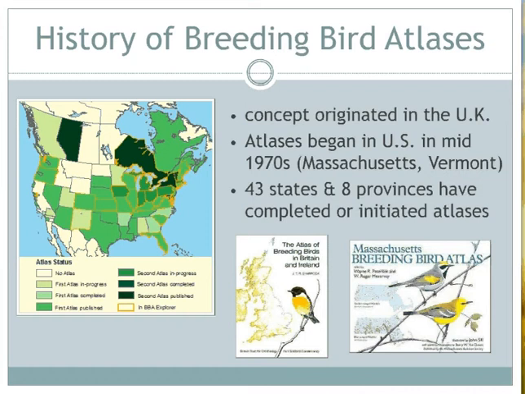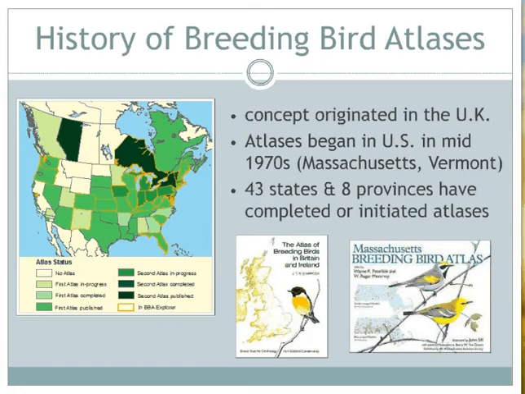Here in the United States, breeding bird atlases began in the mid-1970s in the New England area, with Massachusetts and Vermont completing the first atlases. Currently, at least 43 states and 8 Canadian provinces have either completed or initiated atlas projects. So much of North America is sort of adopting the breeding bird atlas program.